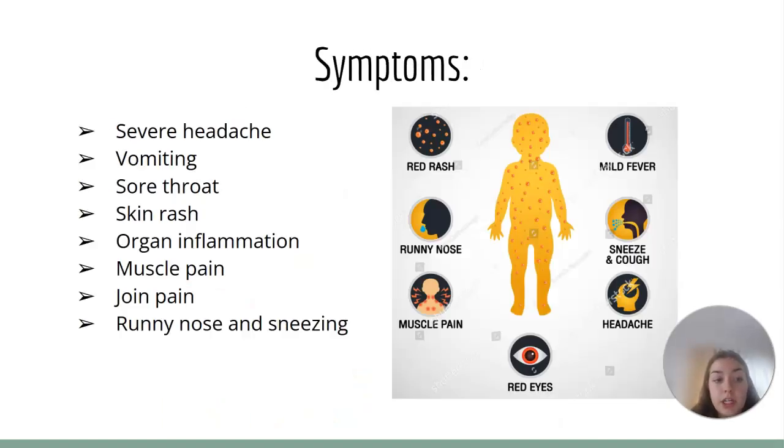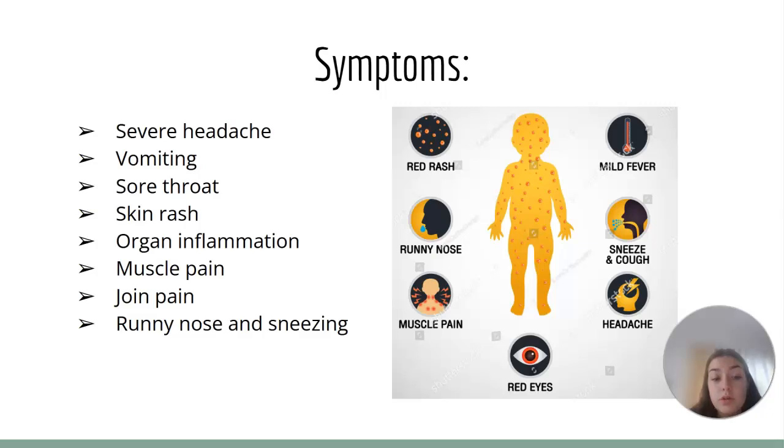So around 30 to 50% of people infected with rubella don't have any symptoms, but these are the usual occurring symptoms consisting of severe headache, vomiting, sore throat, skin rash, organ inflammation, muscle pain, joint pain, and runny nose and sneezing. Rubella is usually mild with few noticeable symptoms.